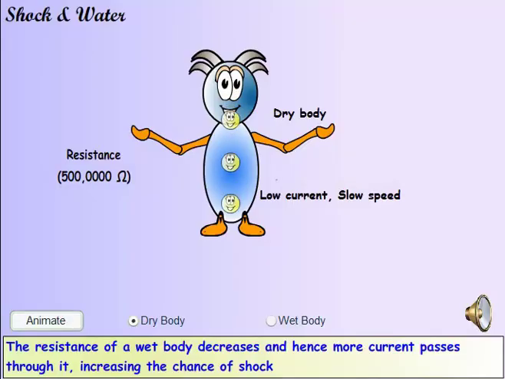The resistance of a dry body is very much higher than the resistance of a wet body. So the current which passes through a dry body is very low. But the current passing through a wet body can be very high, which increases the chance of a shock.